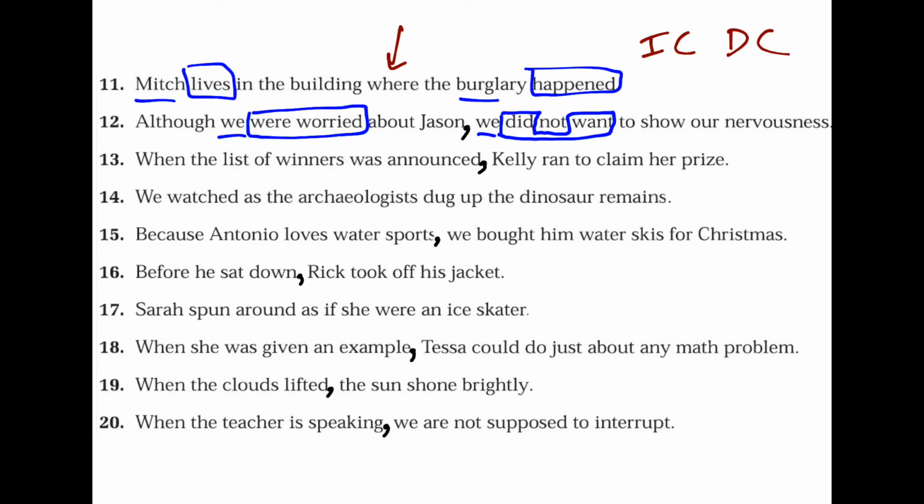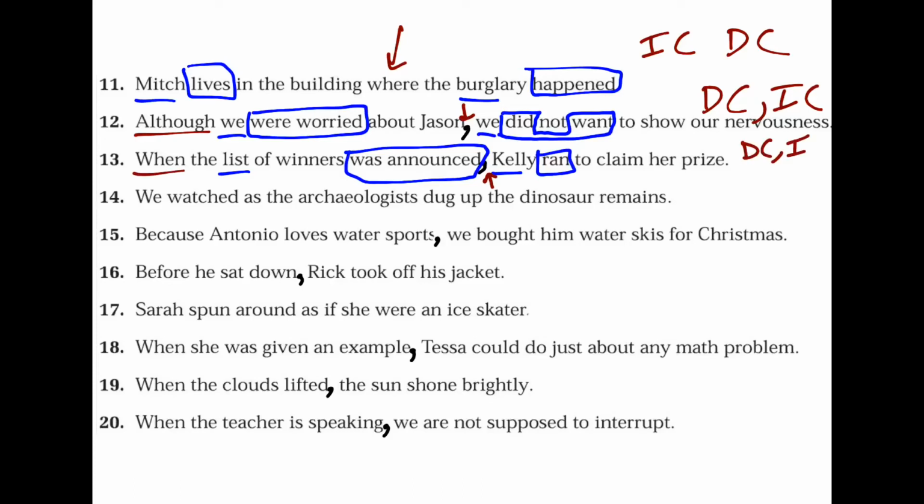I emphasize the commas because they were a little bit hard to see. Here in number 12, we see we were worried, and then we did want. The comma there is a great clue where one clause ends and another begins. And we have this subordinating conjunction, the word although, so this one is DC IC. List was announced, Kelly ran. Notice the comma, notice the subordinating conjunction, DC IC.